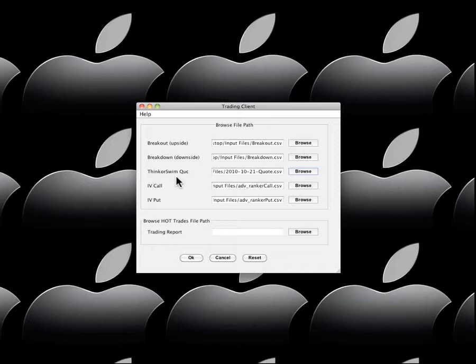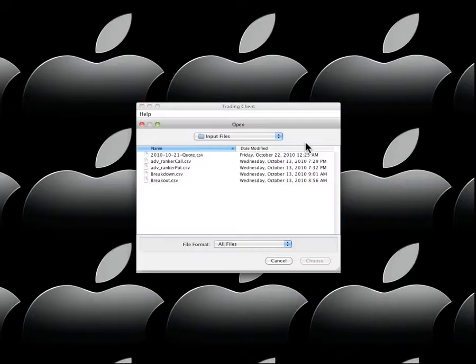This applet is a prototype, so just excuse the display typo. It should read thinkorswim quote. What I'm going to do next is to take the exported 5 CSV files as outputs from each of the different applications, Trader Pro, thinkorswim, and iVolatility, and upload them into this applet to generate a trading report.